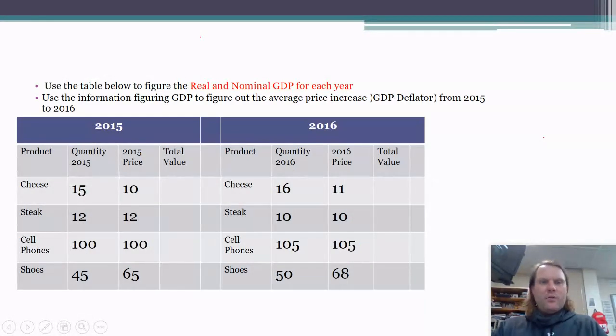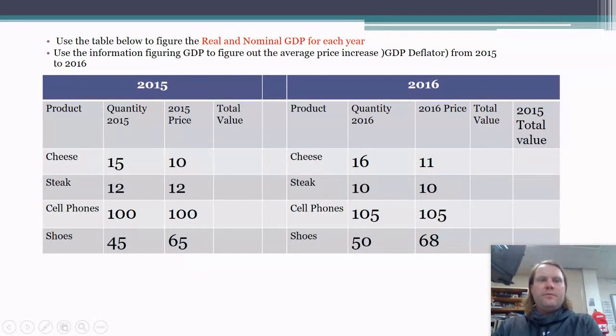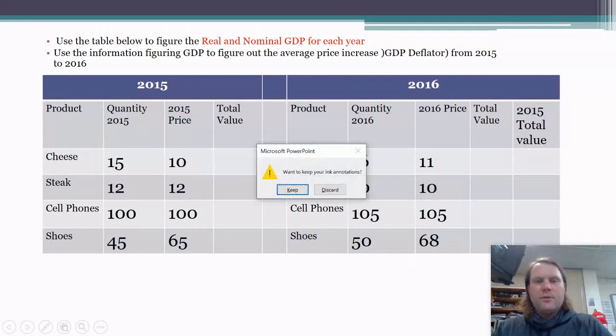I'm going to fill it out relatively quickly. We're finding the real and nominal GDP for each year, and then we're going to find the GDP deflator from 2015 to 2016. We'll do all the math here. You should have a chart that you can fill out as you're doing these. Go ahead, take a quick second, do the math, and let's see if you can come up with the right answer.